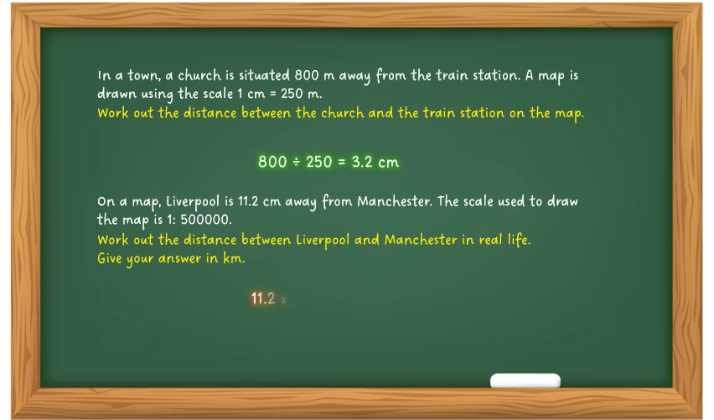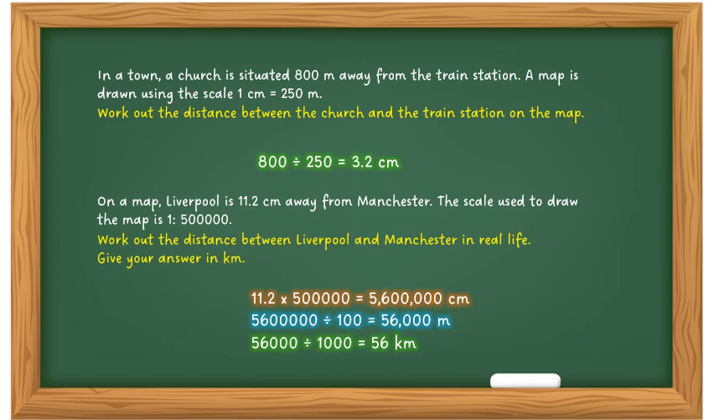How did you do? Well, you can see the first thing you have to do is multiply 11.2 by 500,000. And you can see that gives you 5,600,000 centimeters. You then have to divide that by 100 to convert to meters, which gives you 56,000 meters. And then you have to convert that to kilometers by dividing by 1,000, and you can see that the actual distance between Liverpool and Manchester is 56 kilometres. So if you got 56 kilometres, you're doing absolutely fantastic. So well done.